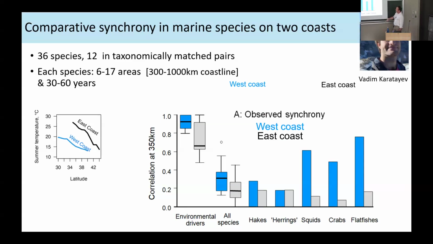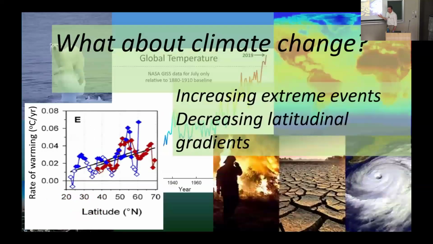But Vadim wanted to keep going. And so he wanted to ask about what the likely impact of climate change is going to be on synchrony. So we all know that climate change is increasing the magnitude and frequency of extreme events. Somewhat less well known is that climate change is decreasing the steepness of latitudinal gradients, and that's because it's warming faster at high latitudes than at low latitudes. So that's flattening gradients by bringing up.